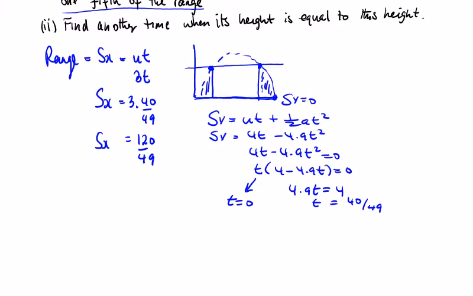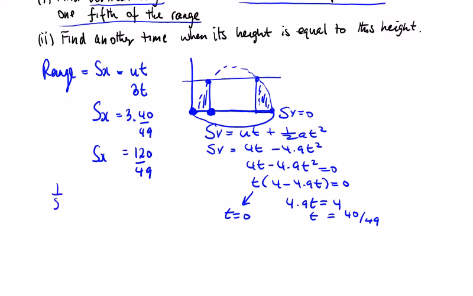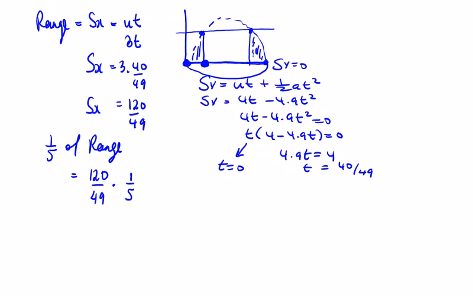Now, what are we looking for? We are looking for the vertical height when the horizontal displacement, so from here to here, is 1/5 of the total range. So that's the total range, okay. So 1/5 of range is equal to 120 over 49 multiplied by 1 over 5. 5 divides into 120 24 times, so that's going to be 24 over 49 meters. That's 1/5 of the range.